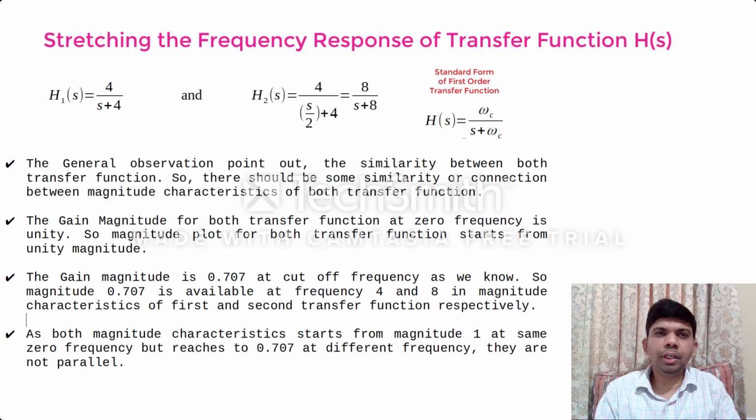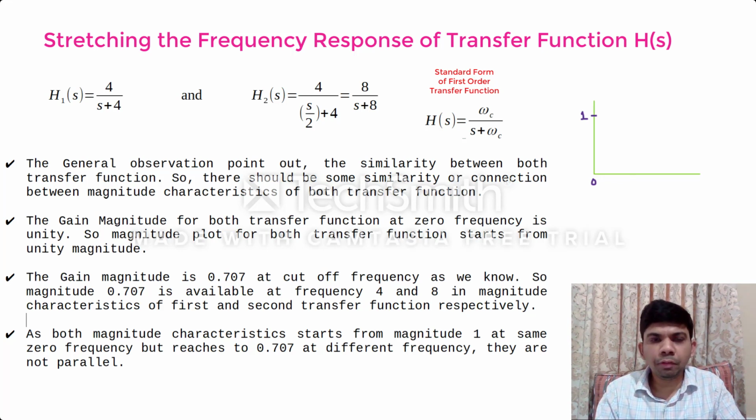We know we need to replace s by j omega to find out the gain magnitude. So doing it to find out the magnitude at zero frequency for the first transfer function, we get H1 of s equal to 4 divided by 0 plus 4 equal to 1. And similarly, magnitude of H2 of s at zero frequency equal to 8 divided by 0 plus 8 equal to 1. It means at zero frequency, the gain magnitude for both of the transfer functions is unity. It tells us that the magnitude plot for both of the transfer functions should start from a magnitude of 1.